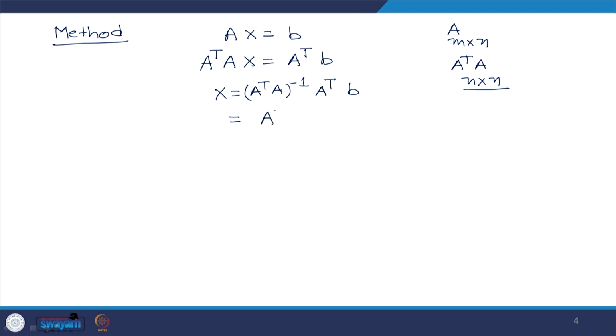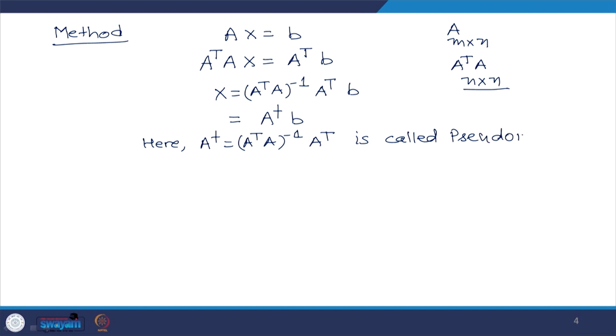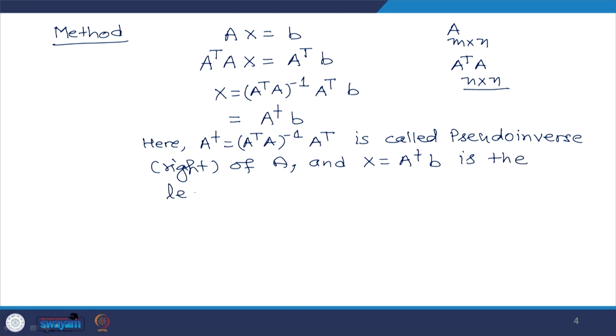This I can write as the pseudo inverse of A times b. Here, (AᵀA)⁻¹Aᵀ is called the pseudo inverse, that is, the left pseudo inverse of A, and x equals the pseudo inverse of A times b is the least square solution.